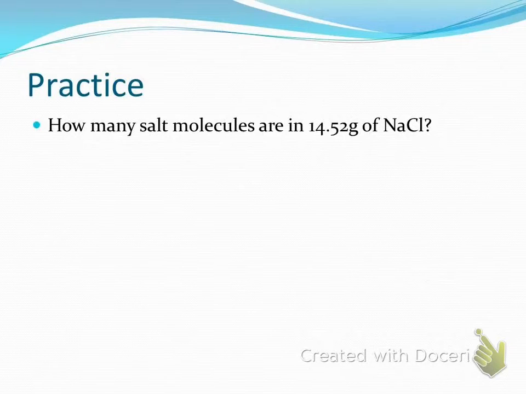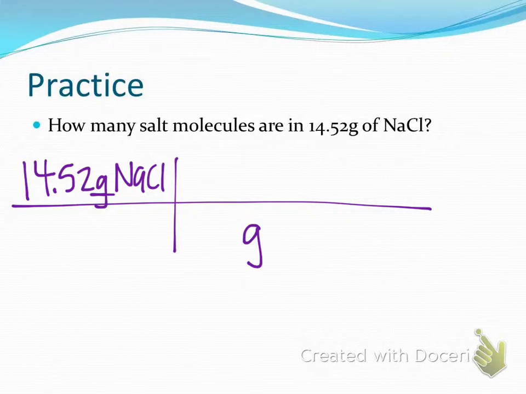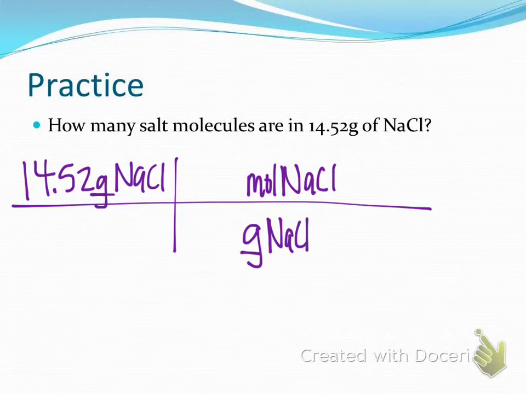So first thing we're going to do here is write what we know: 14.52 grams of NaCl. If we're going from grams to molecules, can we go directly from grams to molecules? No, we need to go from grams to what? Moles. Grams to moles. So grams goes on the bottom because we have grams here. It needs to cancel. So grams of NaCl to moles of NaCl. I want to fill in all the units first, and then we'll go back and calculate molar mass, things like that.